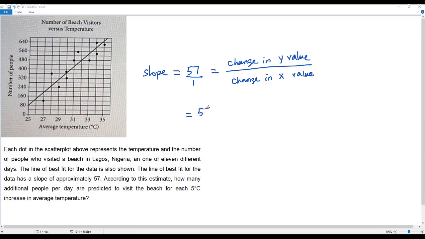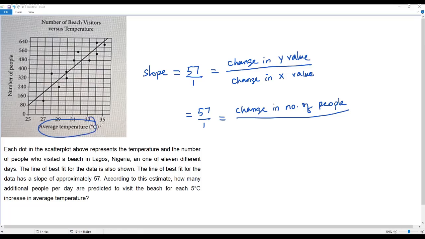Okay, let's change the stuff over here. So instead of writing change in y value, we can write change in number of people because we have number of people on the vertical axis. Change in number of people in numerator divided by, okay, so x represents the horizontal axis. Here in our problem on the horizontal axis, we have average temperature. So instead of writing change in x value, we can write change in average temperature.